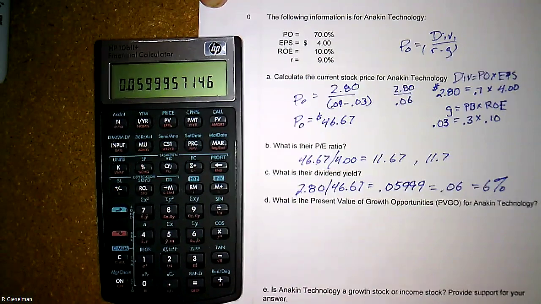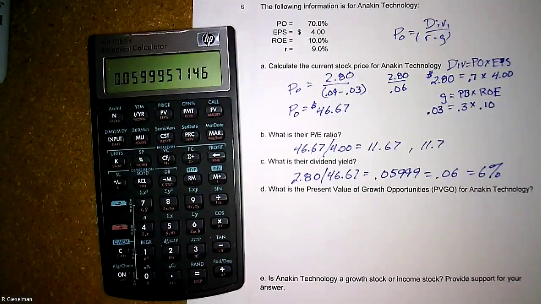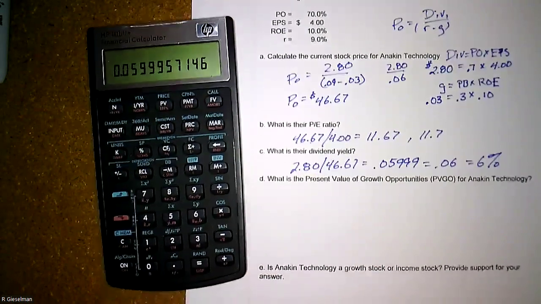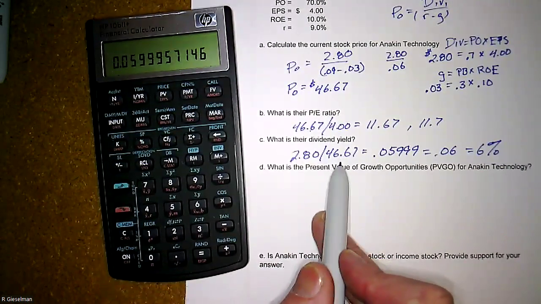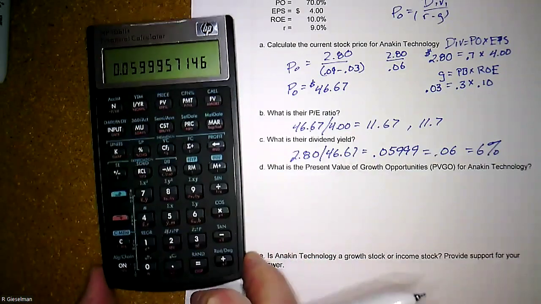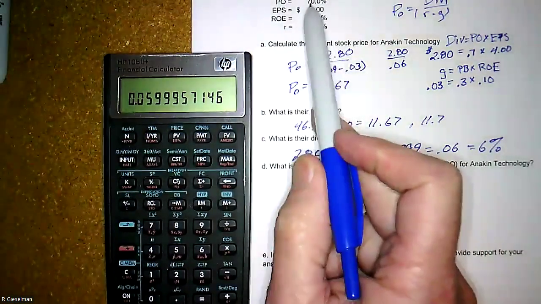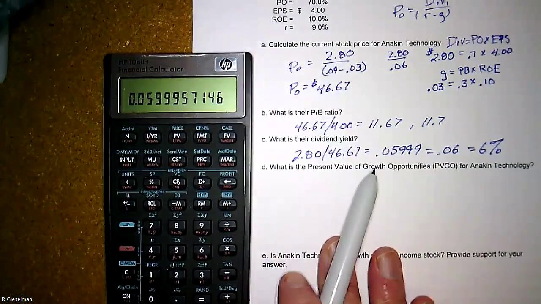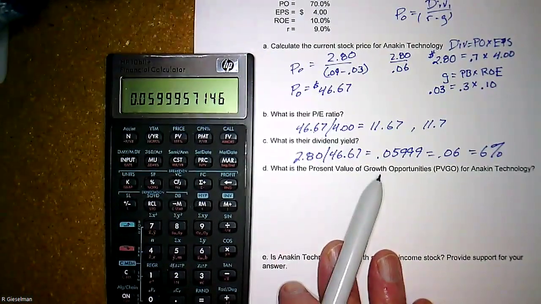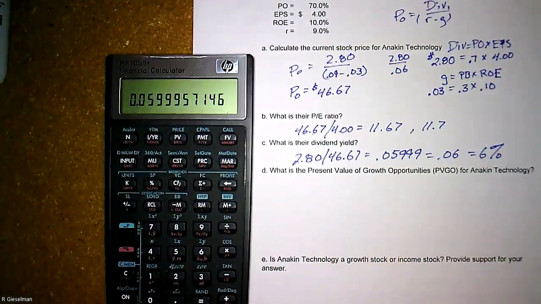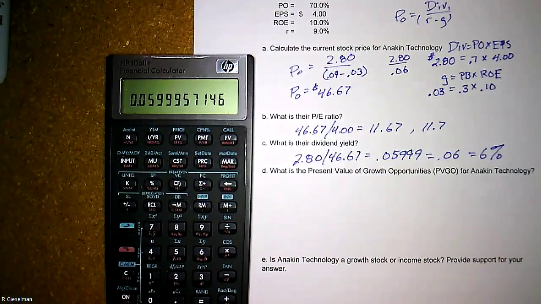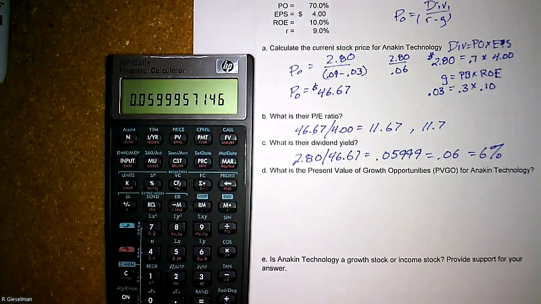Okay, what is the present value of growth opportunities? We found the stock price when the company is growing. What would the stock price be if the company wasn't growing? What would the dividend be if the company wasn't growing? Well, if you're not growing, it means you're not reinvesting in the business, right? You have no need to reinvest because you're not trying to grow.